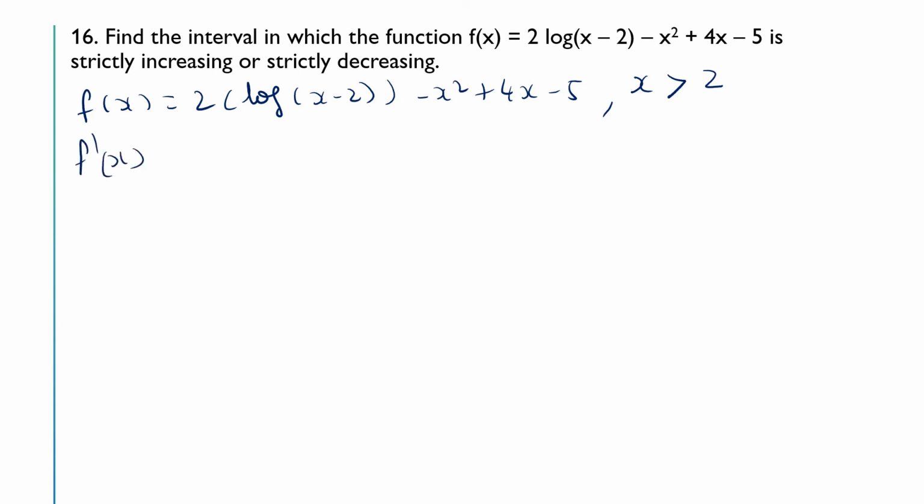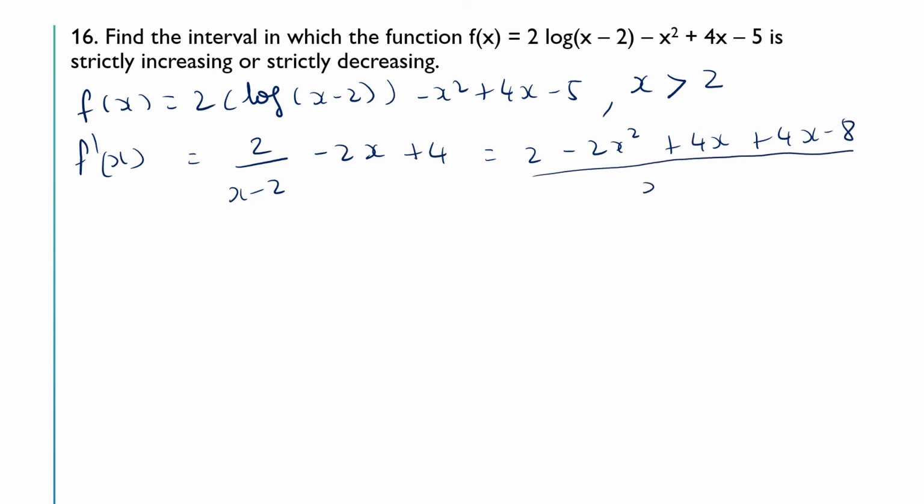Now we have f dash of x is equal to 2 divided by x minus 2, minus 2x plus 4, or this is equal to 2 minus 2x squared plus 4x plus 4x minus 8, by taking LCM as x minus 2. Or we can write this as minus 2 into x squared minus 4x plus 3, divided by x minus 2.